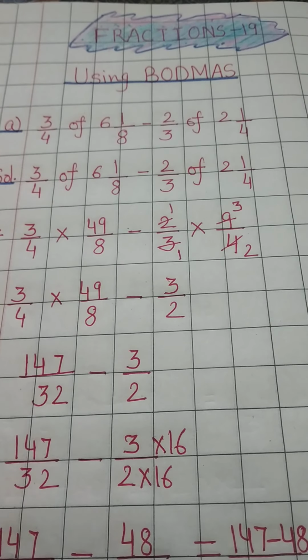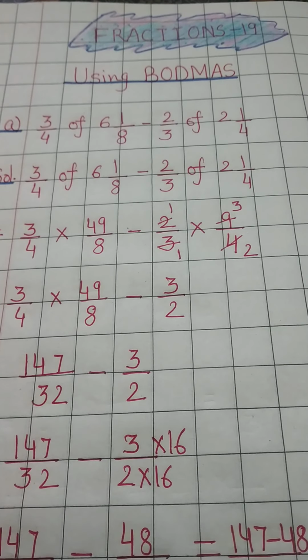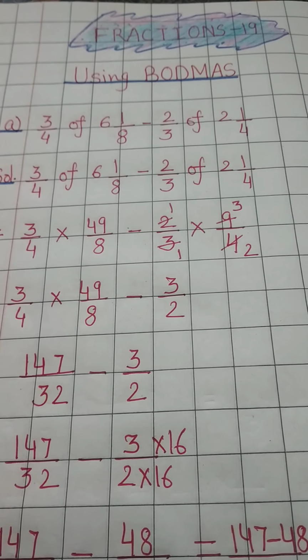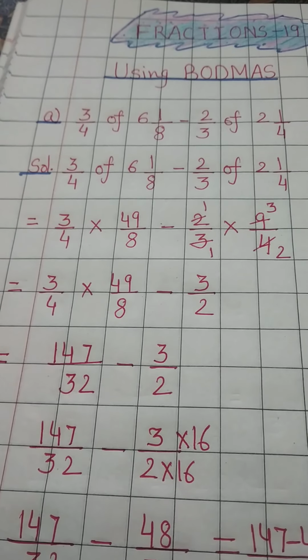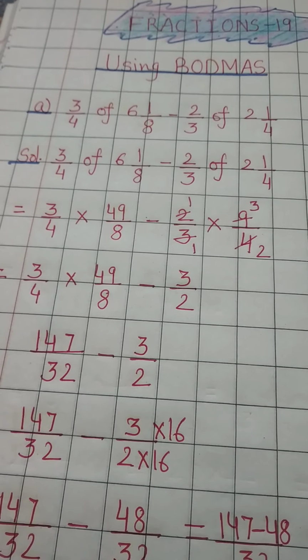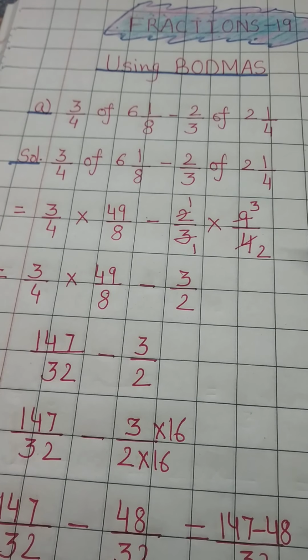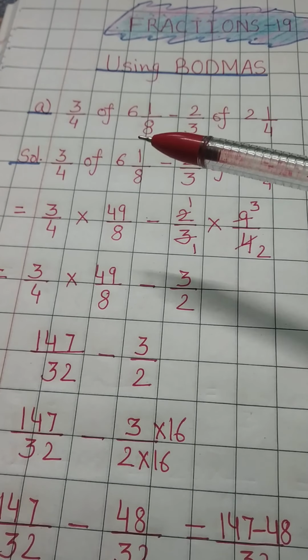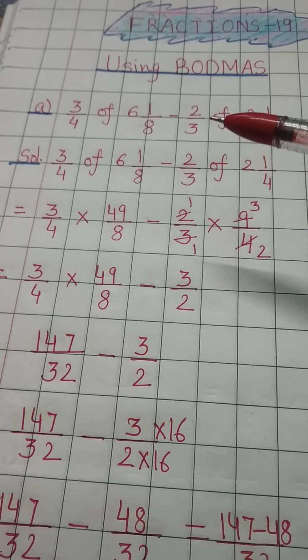In today's fraction part 19, again we will do some more BODMAS questions using the BODMAS rule. So let's start. I hope whatever I am teaching you, you are following. So let's start with the first question. The first question is 3 upon 4 of 6 1 upon 8 minus 2 upon 3 of 2 1 by 4.